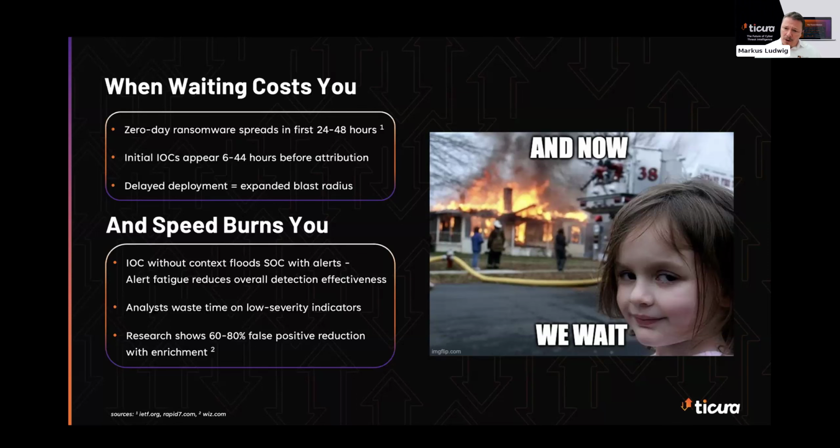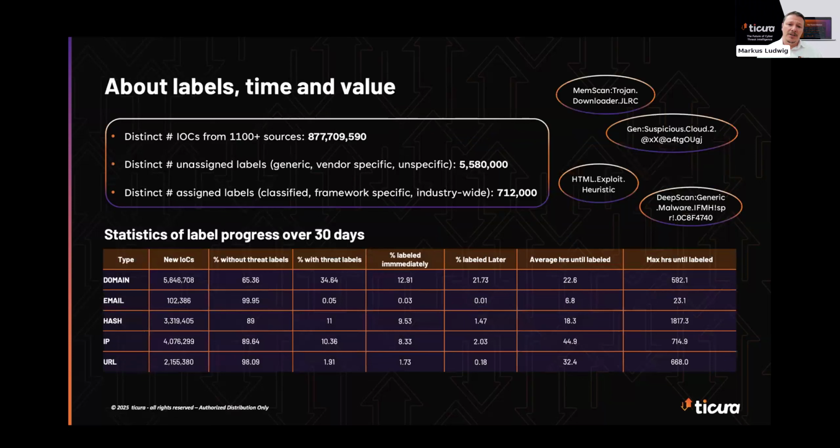And now I want to shed some light on another aspect when it comes to attribution and context. Let's have a look at labeling and enrichment from a global perspective. We currently know a little bit more than 877 million distinct indicators from all those sources that we monitor.